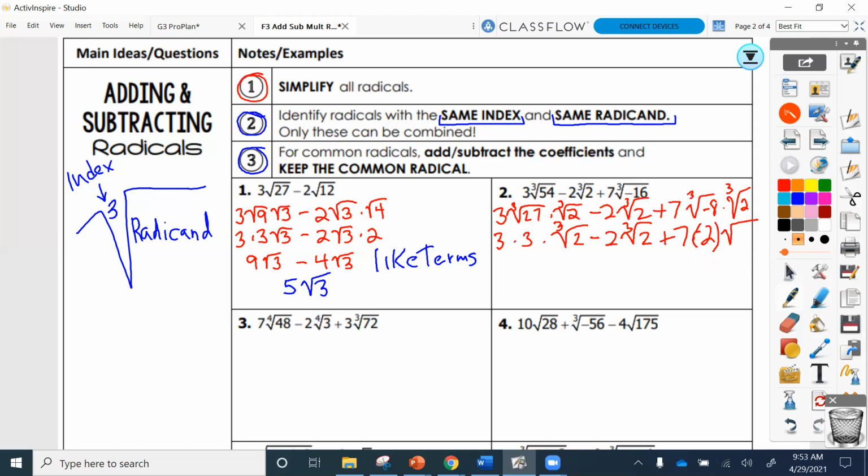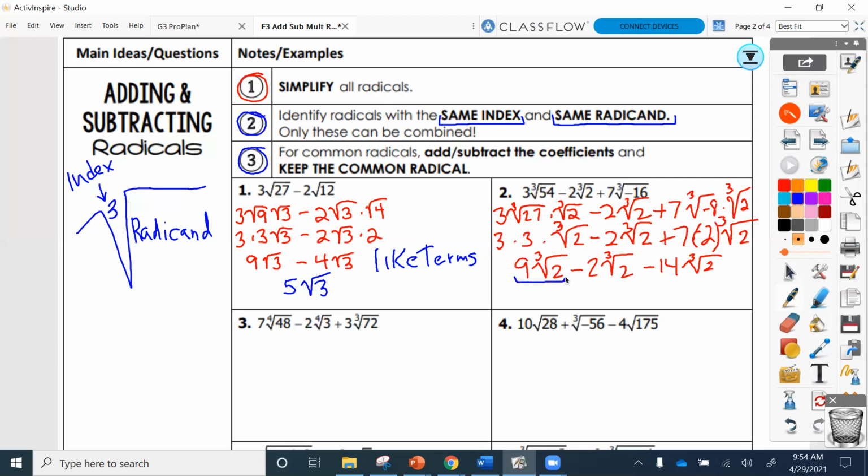And then we'll just bring this down, cube root of 2. All right, so 3 times 3 is 9 cube root of 2, minus 2 cube root of 2. And we've got 7 times -2, that's -14 cube root of 2. So we've got like terms.